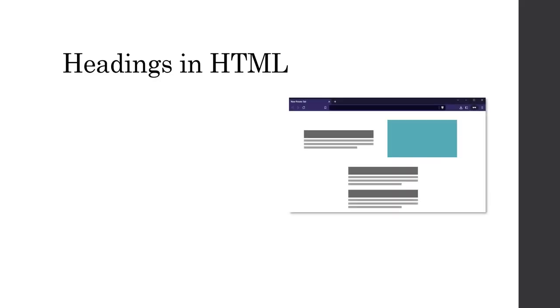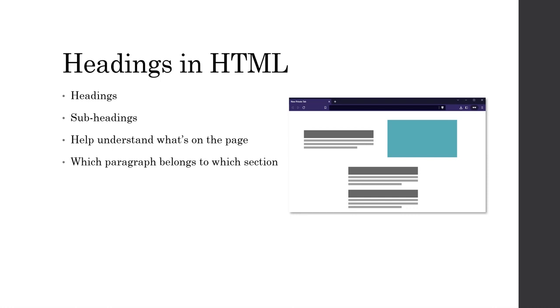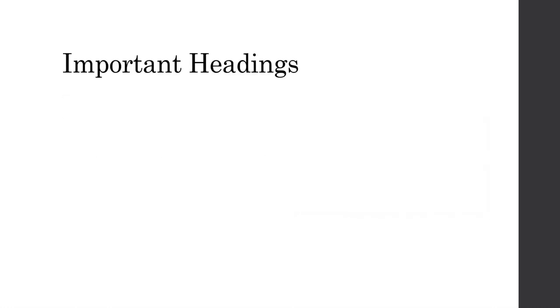Web pages have a lot of headings. These are usually headings and subheadings. These headings help in understanding what's on the page and which paragraph belongs to which section. On pages like search pages and archives, these headings are the content. These headings are linked to the main page where the main article about the heading is written.